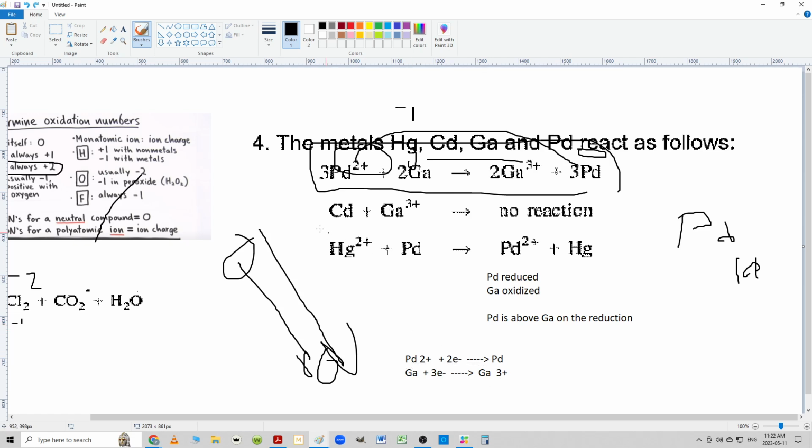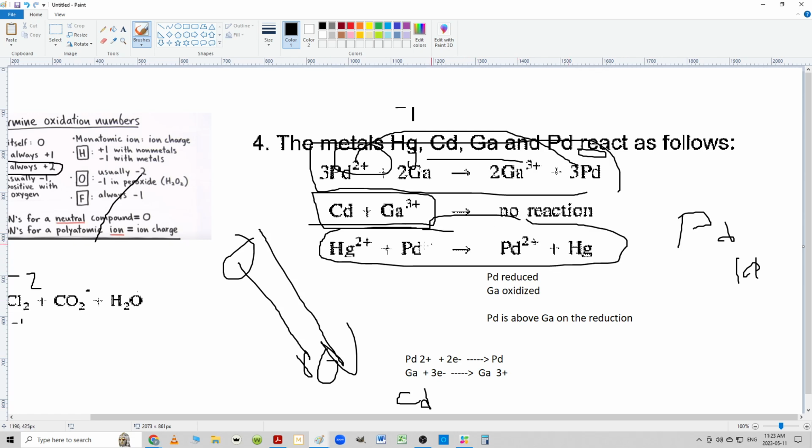What about the next line? We mix CD and GA3+, which we can see over here, and there was no reaction. So if CD was up here on the top left and I mixed it with GA, and if CD was above it on the reduction potential table, there would be a reaction. But there is no reaction, which means that CD must be below GA. I would even argue that CD is written as a solid here, so it's probably on the right side, but regardless, it doesn't matter. It's below GA.